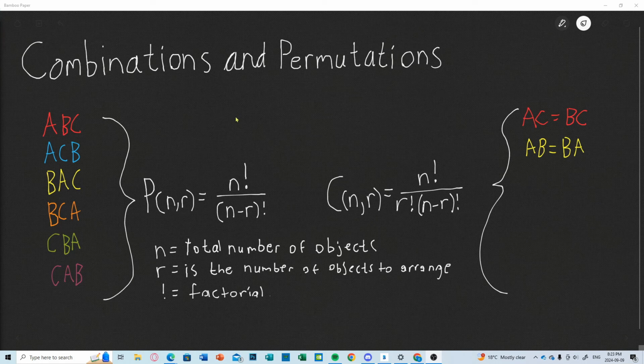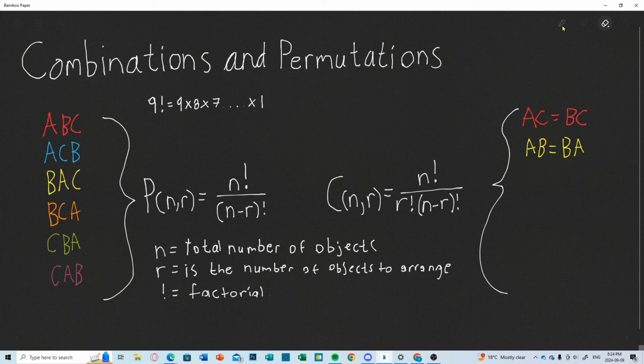And the formula for permutations is going to be the factorial of n, which is the total number of objects you have, divided by n minus r, which is the number of objects to arrange, and it's going to be the factorial of that. And what the factorial is, let's say we have a number 9 here, and we take the factorial of 9. It's going to be every number multiplied together, including 9. So it's going to be 9 multiplied by 8, multiplied by 7, all the way to multiplied by 1.